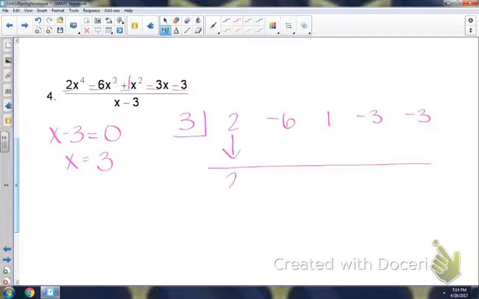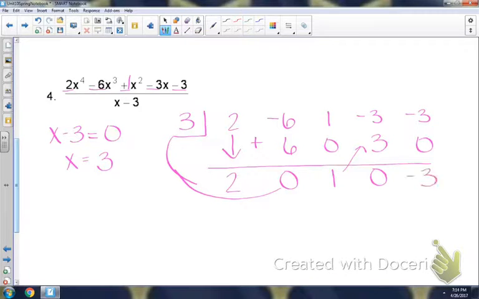Always bringing down the first number to get started. We're multiplying these, so that's going to give me a 6. It goes in the next space. Then we're adding. Negative 6 plus 6 is 0. 3 times 0, we get 0. 1 plus 0, we get 1. 3 times 1, we get 3. Negative 3 plus 3, we get 0. 3 times 0, we get 0, and we get negative 3 here.